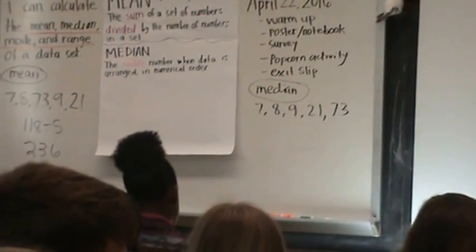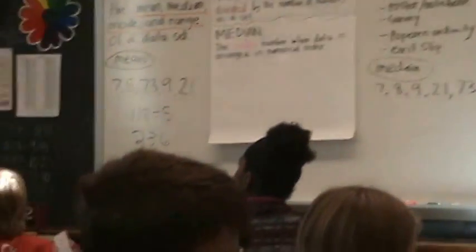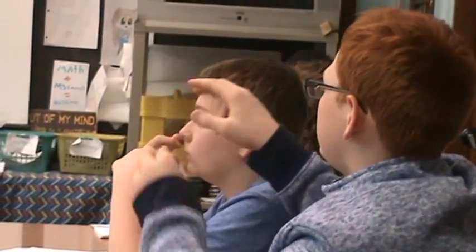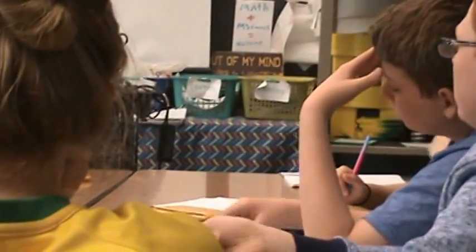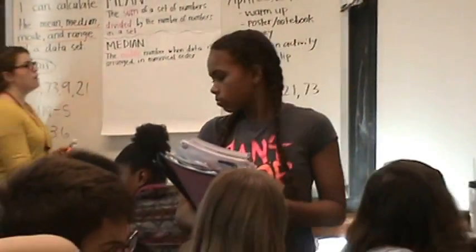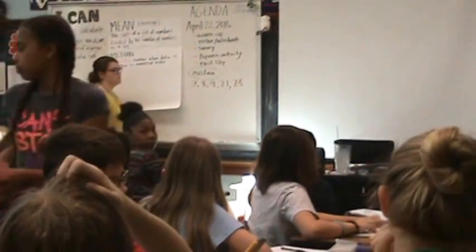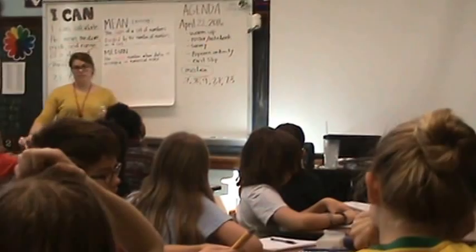Does anybody have any ideas of the easiest way to get to the middle? Ben, what do you do? Take one out to the middle. Take off one on each side. Yes. That's what I would do. The easiest way to do that would be to take off one on each side until you reach the middle, because if you have a ton of numbers, you can't easily see what's in the middle like you can here. So take off one on each side until you get one number left in the middle. So what's our median? 9.